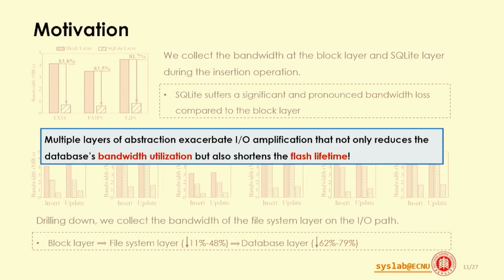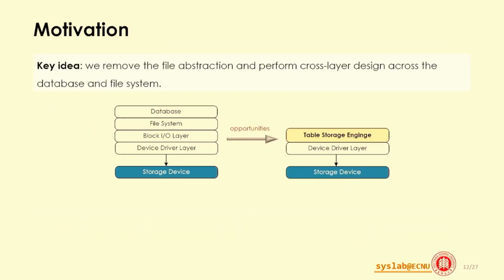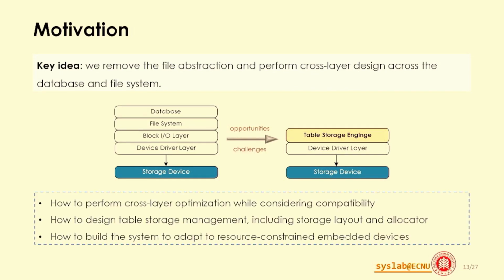This observation gives us an insight. Multiple layers of abstraction exacerbate I/O amplification, which not only reduces the bandwidth utilization, but also shortens the flash lifetime. To address this issue, our key idea is to remove the file abstraction and perform cross-layer design across the database and the file system. Constructing table structures directly on storage devices presents a novel solution, but it also poses some unique challenges. How to perform cross-layer optimization while considering compatibility.